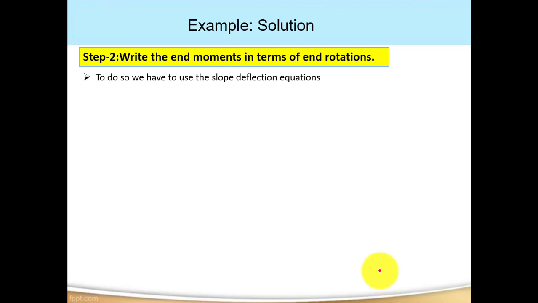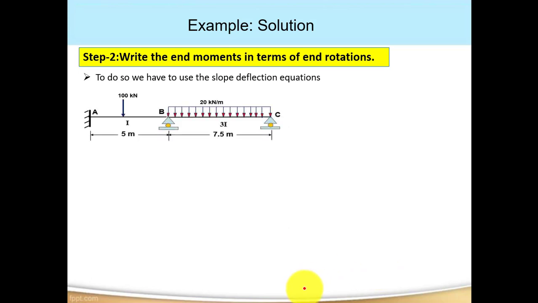We are going to use the slope deflection equation. Before using the slope deflection equation, let us first understand the deflection of this structure. Simply, when a 100 kN load is acting on member AB, the deflection will be like this. On the other hand, A is a fixed support, so there will be no rotation here. However, B can rotate.